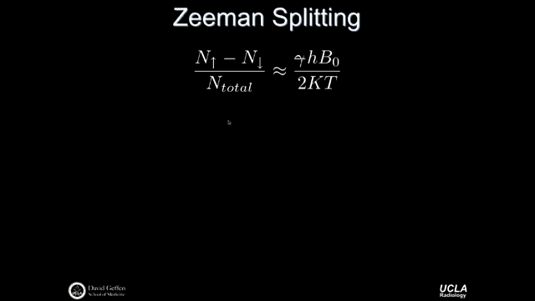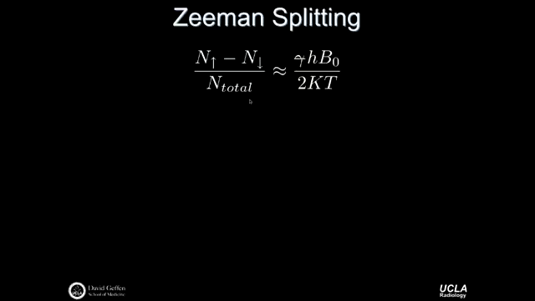There's an expression that tells us the imbalance between the two spin populations. The number of spins in the spin-up state minus the number of spins in the spin-down state, divided by the total number of spins, is approximately equal to gamma times Planck's constant times B0, divided by 2 times Boltzmann's constant times the temperature. So what are we really talking about? The left-hand side is telling us something like the percent of spins in the spin-up state. But instead of being a percent, it's going to be even lower than that, in the parts per million range.